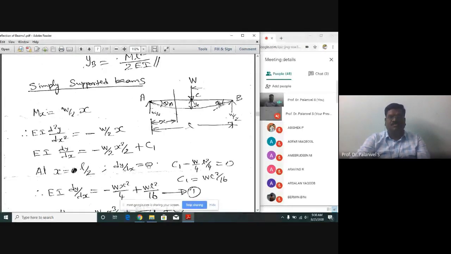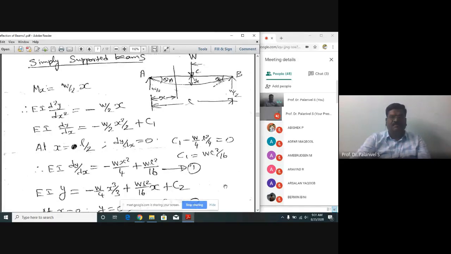The slope is 0. The angle of rotation is 0. So substitute this in the above equation, which implies C1. If you substitute here, C1 minus W by 2 into L instead of x, you have to substitute L by 2. That's why L square by 4 is equal to dy by dx, which is 0, which implies C1 equals WL square divided by 16.